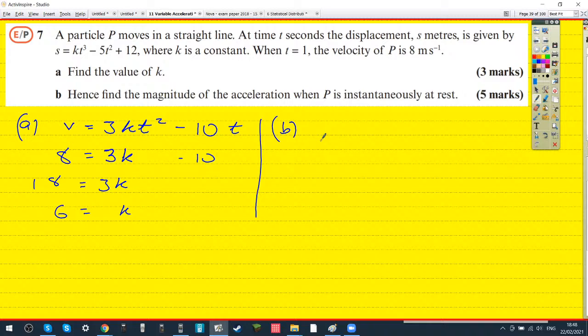And so I think here I needed to differentiate again. Mm-hmm. And so now I know what k is. I just do s equals 6t cubed minus 5t squared plus 12. And then I need to differentiate that twice. We already did it once. Yeah. So we said 3k. K is 6, so 18. And then now I need to do 36t minus 10.